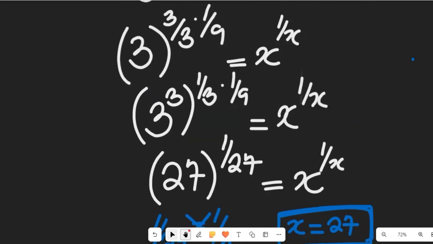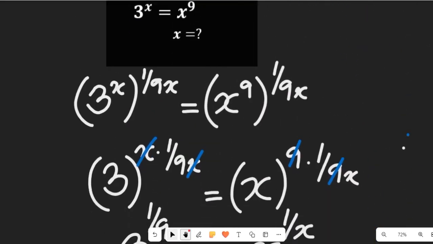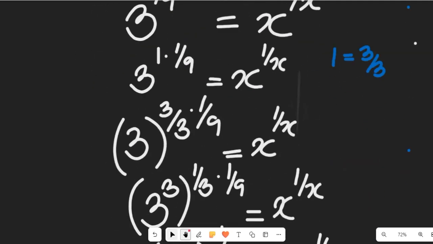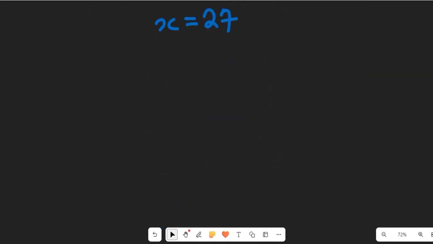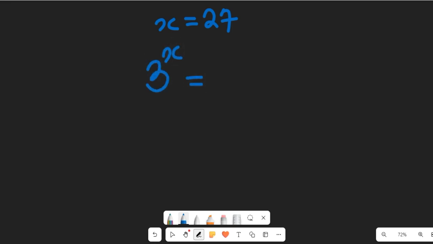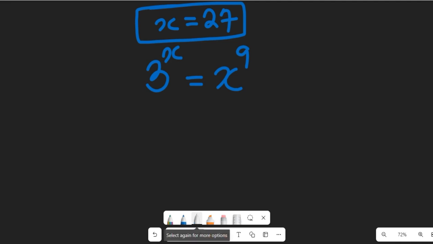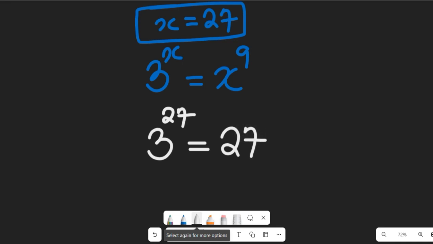Now I want to check if my solution is absolutely right. So what I'm going to do is insert the value of x into that expression. The original expression given to me is 3 to the power of x equal to x to the power of 9. Now I want to insert the value of x equal to 27 into that expression to see if I will get the original expression. So I'll have 3 to the power of 27, that's to check, equal to 27 to the power of 9.